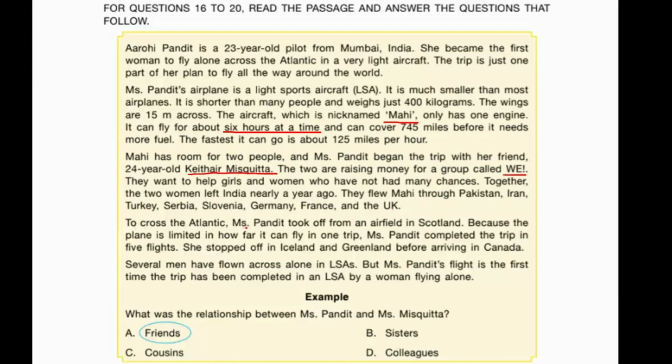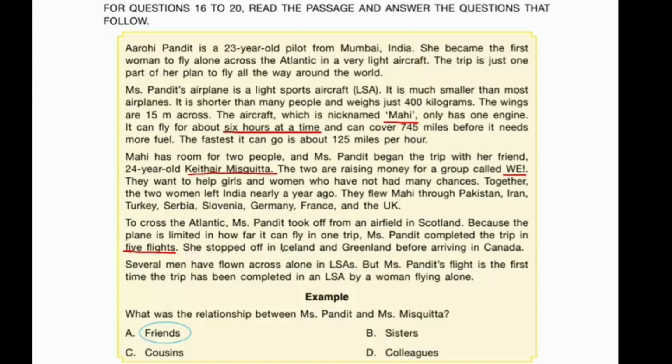To cross the Atlantic, Mrs. Pandit took off from an airfield in Scotland. Because the plane is limited in how far it can fly in one trip, Mrs. Pandit completed the trip in 5 flights. It means she has to stop after every 6 hours, right? So to cross the Atlantic, she has to stop 5 times. How many flights did she take? 5 flights. It means 5 times she has stopped to cross the Atlantic.